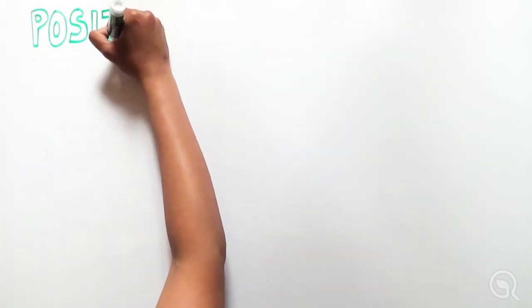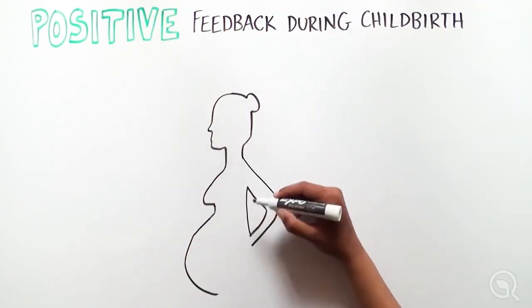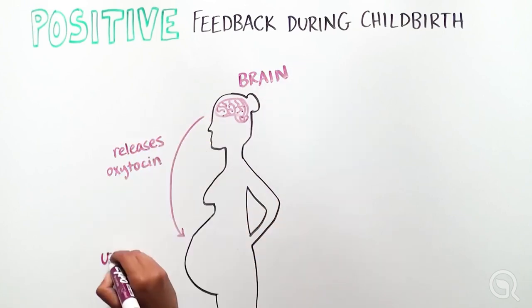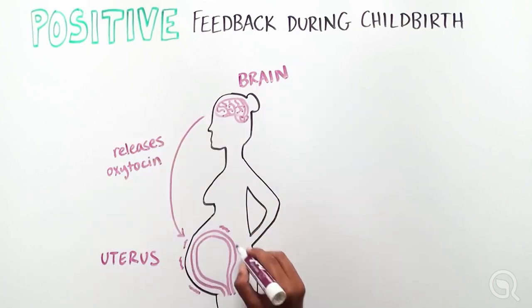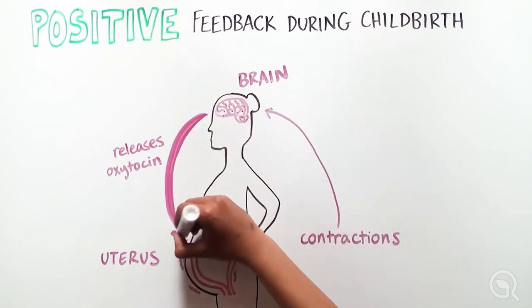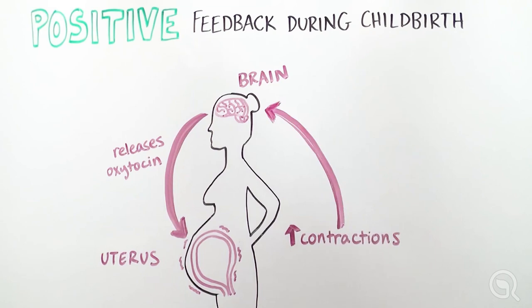The birth of a child is primarily controlled by positive feedback. The brain releases the oxytocin hormone at the start of labor, which causes muscles in the uterus to contract in waves. These contractions trigger the brain to produce even more oxytocin, which leads to even more contractions, helping to push the baby out of the uterus. And this process continues until the baby is delivered.